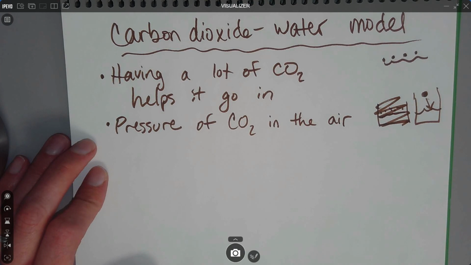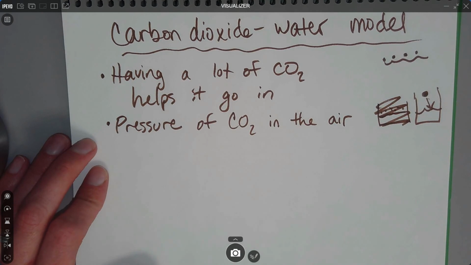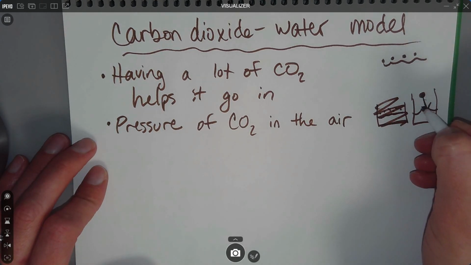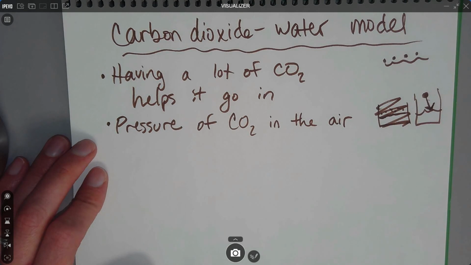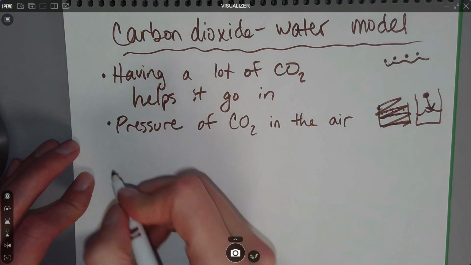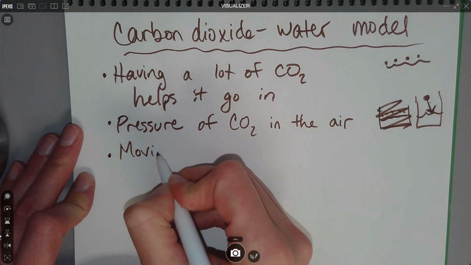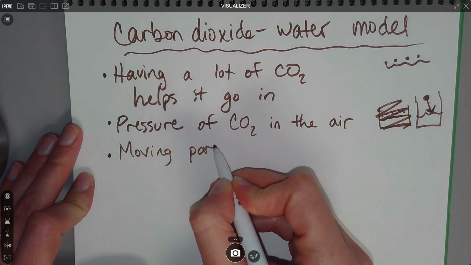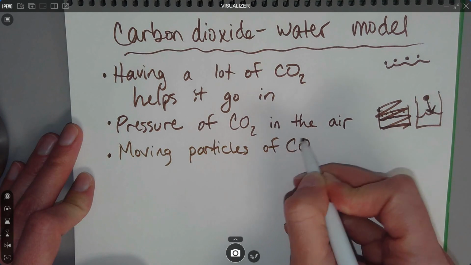What do particles do when they move? They collide. They hit each other. What else can this thing hit? The water. What happens if it hits the water? It might go in. After all, what happens if you hit the water? You die, if you hit it too hard. But you go in, probably. Hopefully you don't die, right? So you go in. You think the carbon dioxide could do that, right? So moving particles of CO2 hit the water.